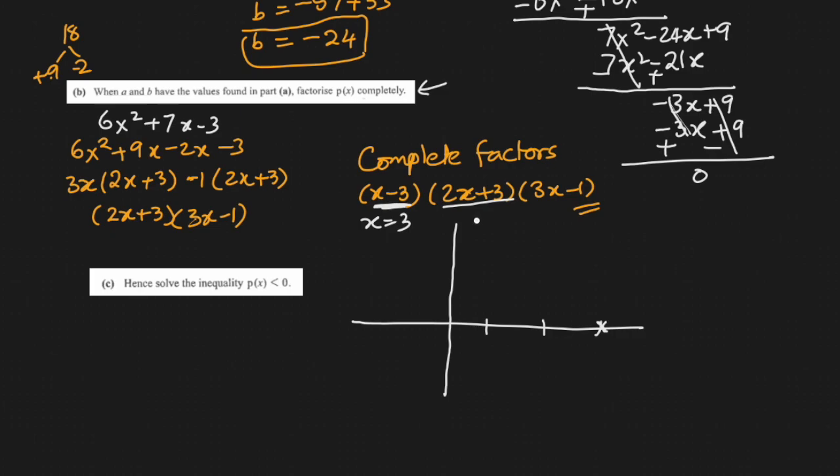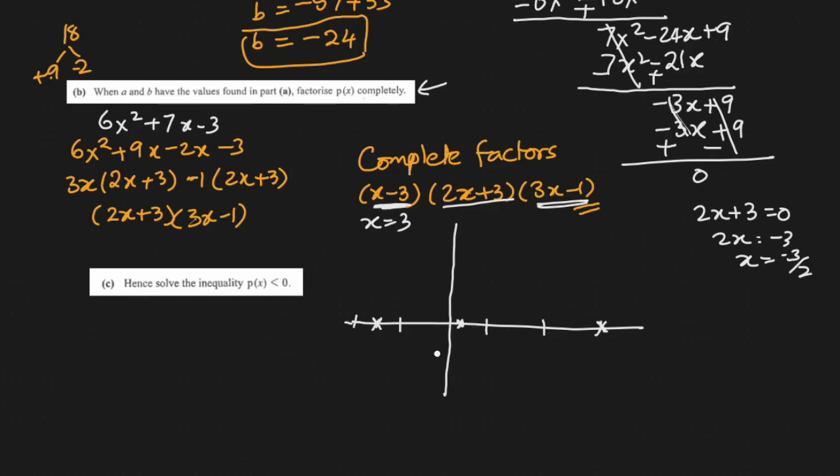If I write 2x plus 3 equal to 0, 2x equal to minus 3, x equal to minus 3 over 2. So if this is here, minus 3 over 2 will be minus 1.5. So here, this is our second x-intercept. Third, this one will give us positive 1 over 3, which is here.